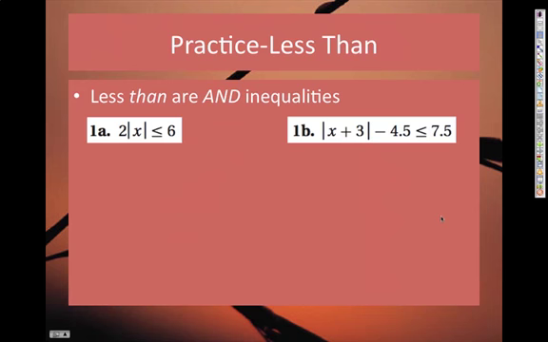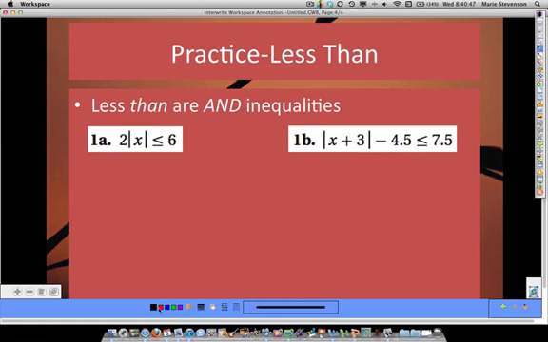Alright, now that you've had a chance to try it, I'm going to do both because you had a choice. So on the first one here, I'm going to divide by 2 on both sides. Why? Because 2 is multiplying the absolute value. Now notice I'm dividing by a positive, so I do not flip the inequality. So I get the absolute value of x is less than or equal to 3. Now the absolute value is isolated, I can split it up. Positive, negative. Again, I flipped my inequality because I made 3 negative.